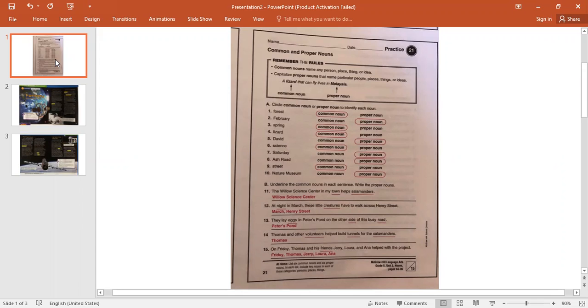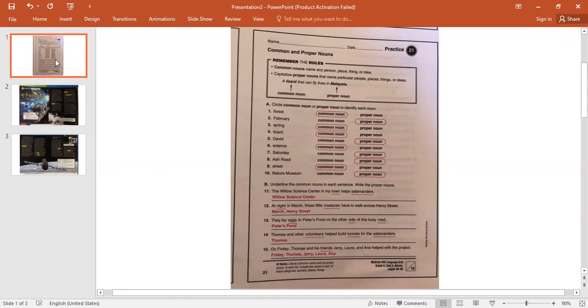All right, so this is what we did in class today. We practiced by answering page 21 in your language arts practice workbook. All right, so please pause the video and be sure to get out your workbook so we can go over these together and write the answers in your books. So for part A, we should circle each common noun. Circle common noun or proper noun to identify which noun it is.